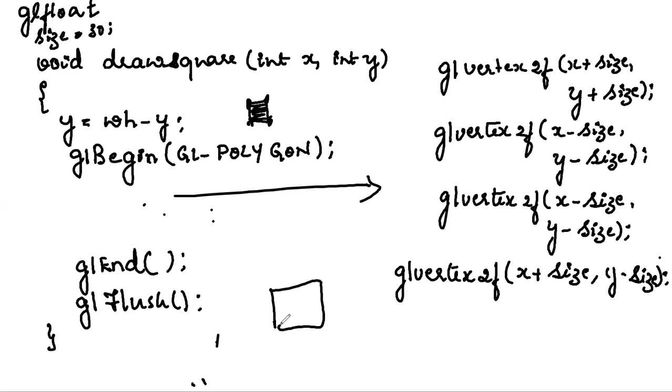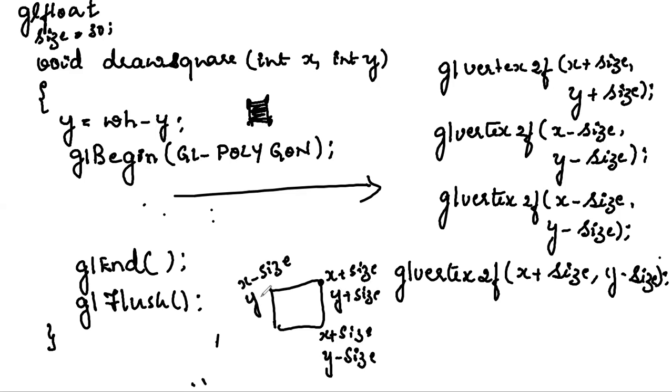Now, why or how are we writing all these four values? If you take the square and the xy position, this will be x plus size and y plus size, and this will be x plus size and y minus size, and this will be x minus size and y plus size, and this will be x minus size and y minus size. Let me just go back to the instruction. The first one we have written as x plus size and y plus size. The second one, sorry, this has to be x plus size and y minus size.